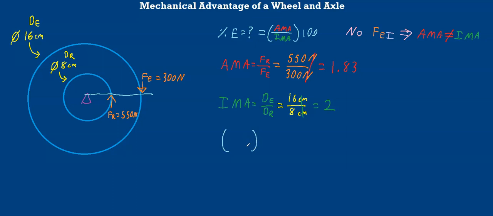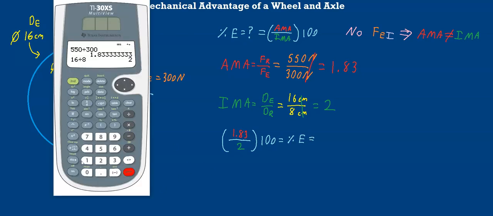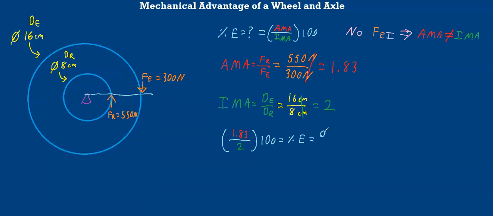And so we can go ahead and write out our equation. Remember, it's your AMA divided by your IMA multiplied by 100. And we know our AMA is 1.83, and we found out our IMA is just 2. And so this is equal to our percent efficiency. And to figure this out, let's go ahead and plug it into our handy-dandy calculator. We'll say 1.83 divided by 2 multiplied by 100. And we get about 91.5%.